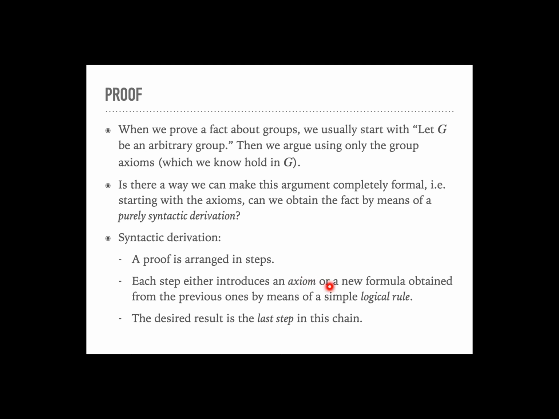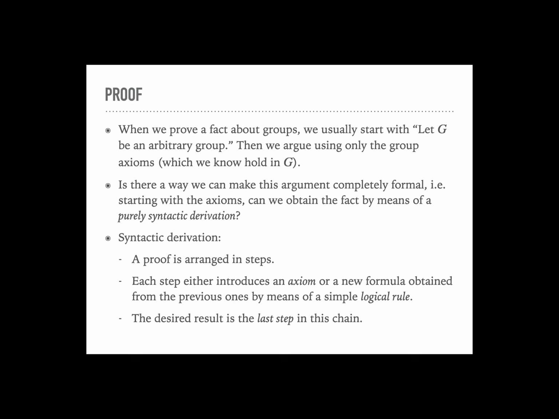Or, in our proof step, we can introduce a new formula that we obtain from the ones we've previously obtained already by means of a simple logical rule. And we will restrict ourselves to really two very simple logical rules, as we'll see on the next slide. Then the desired result, the fact that we want to prove, will be the last step in this chain. After finitely many steps, we have come to our formula that we want to prove.